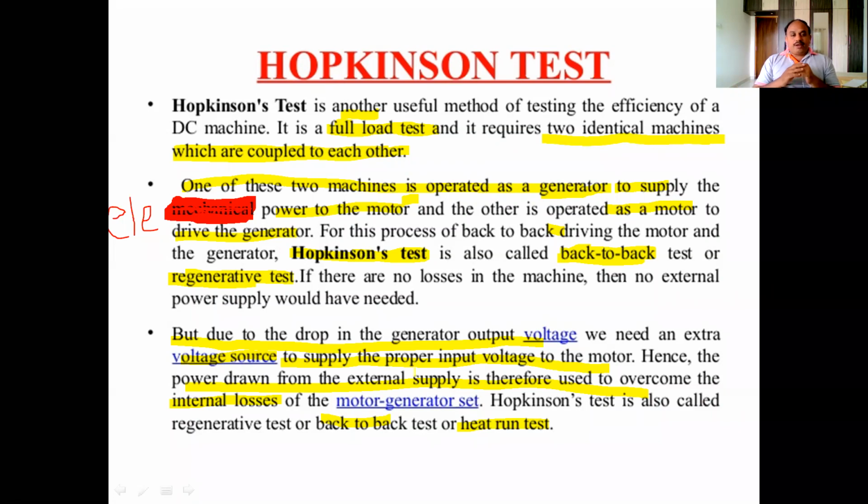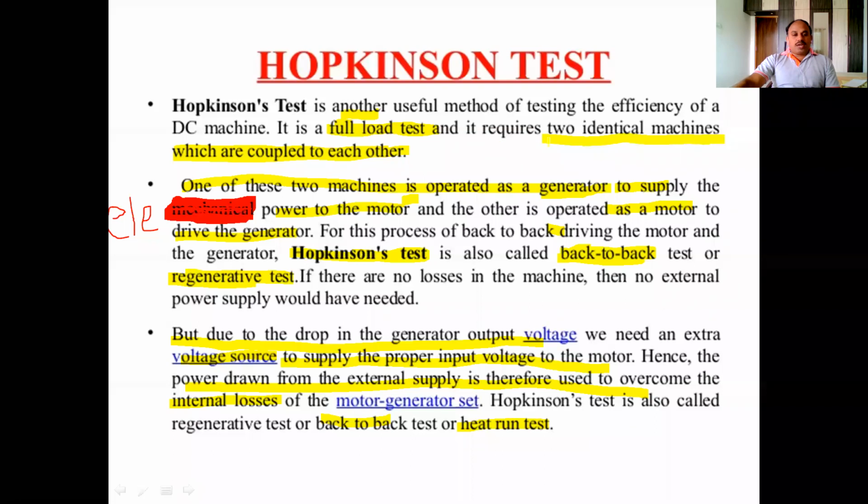So the main purpose of this test is to determine the efficiencies and performance of the machines at different loads. The main disadvantage of this test is that two identical machines are required. Two identical machines means similar characteristics, similar power rating, and similar voltage rating. That is also a disadvantage of this test.